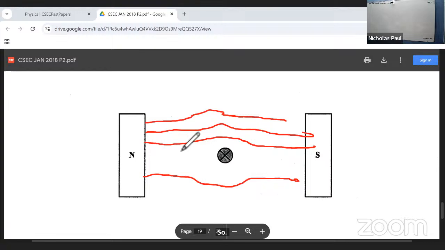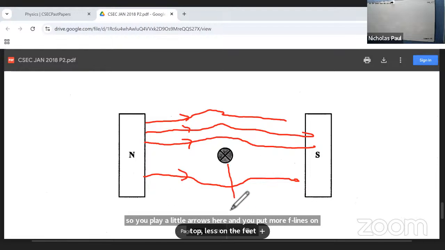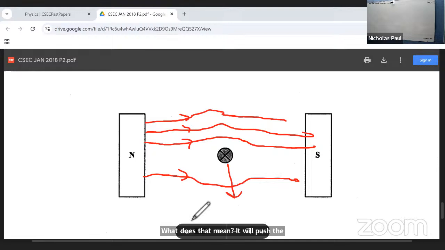You put your little arrows here and you put more field lines on top, less underneath. What does that mean? It will push the conductor downwards.